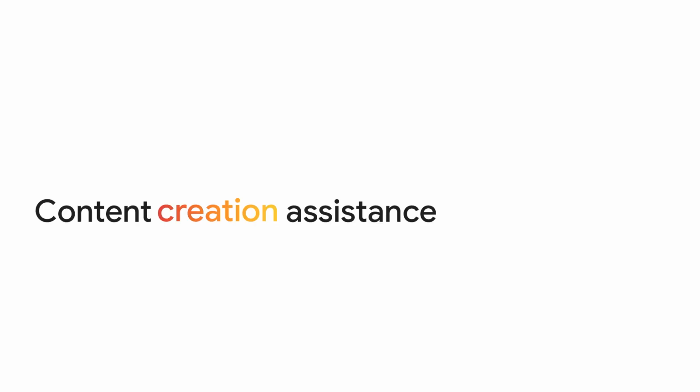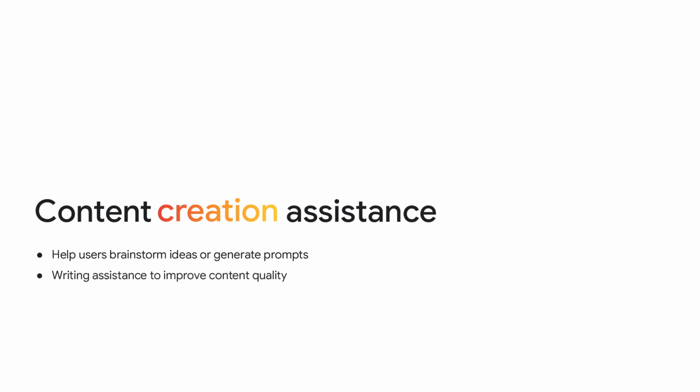Next, let's consider Gen AI for content creation use cases. For example, Gen AI can help users brainstorm ideas or generate prompts at the beginning of the content creation process. During the creation process, Gen AI can offer writing assistance, such as checking grammar or rephrasing recommendations. And before sharing content, Gen AI can help suggest captions, hashtags, or taglines.